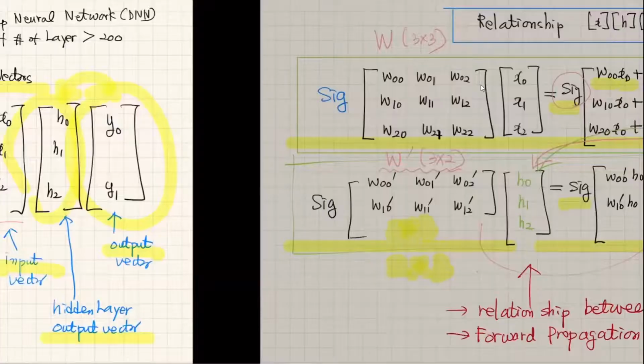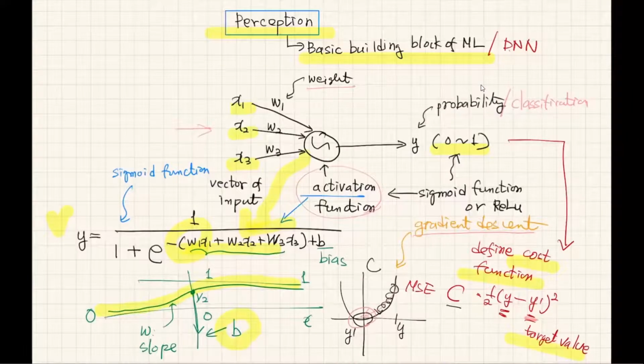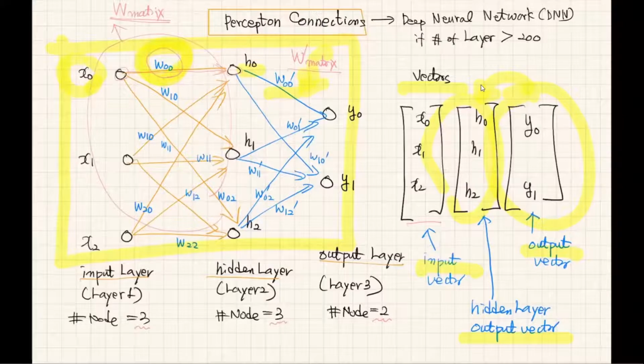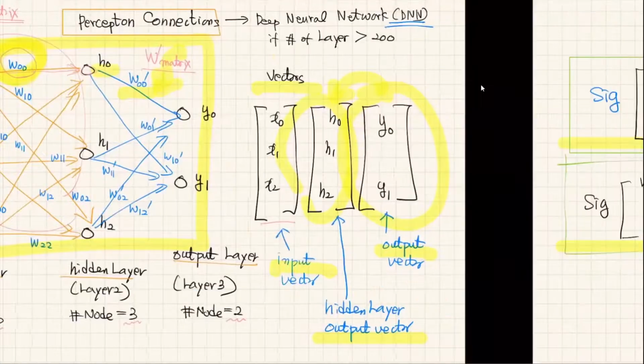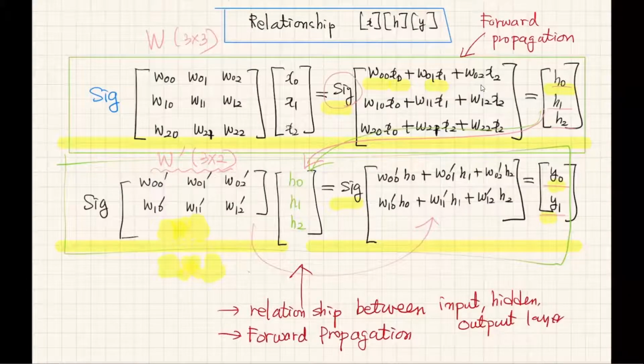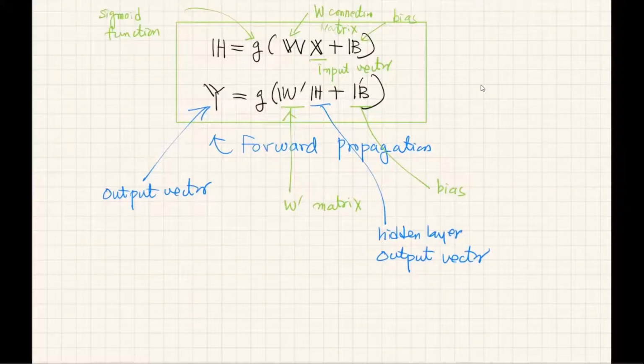So far in this class, I was talking about the basic structure of perceptron. Then I described the connections in deep neural network. In the third page, I described the connection from input, hidden, and output layer using this mathematics, the matrix formalism and sigmoid function. And at the final page, I described this whole forward propagation using a very simple mathematical formula.